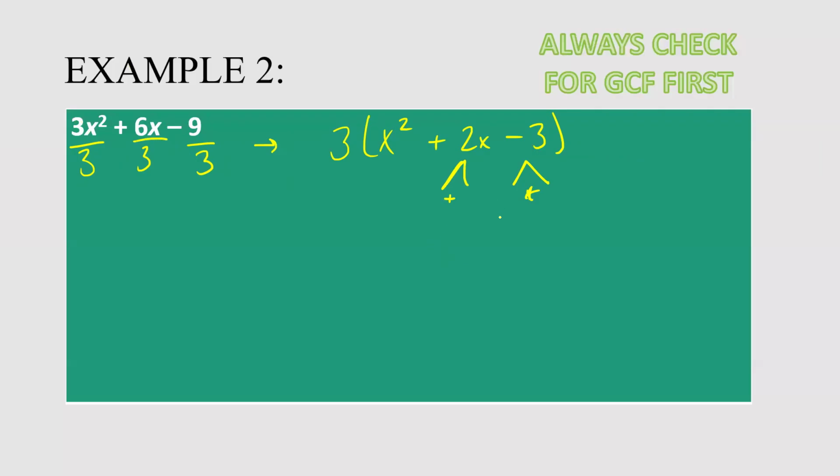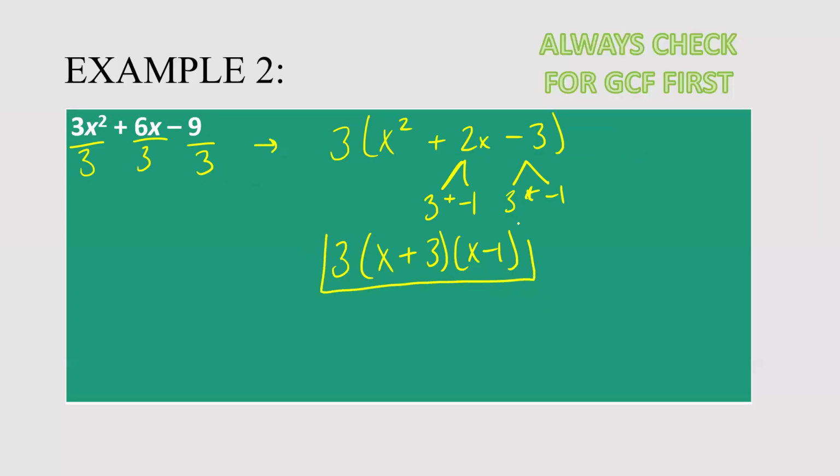Okay, well, there aren't many combinations to get negative 3. So it would be a positive 3 and a negative 1. 3 times negative 1 is negative 3, and 3 plus negative 1 is positive 2. So your binomial factors are x plus 3 and x minus 1, and it doesn't matter the order you write them in. You could have written x minus 1 first, it wouldn't have mattered.